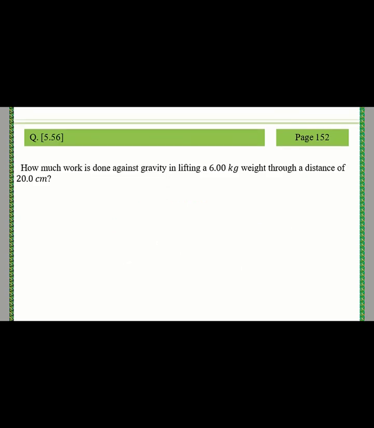Let us finish this part with this question. How much work is done against gravity in lifting a 6 kilogram weight through a distance of 20 centimeters? So this is the mass that should be lifted, and here is delta H, and since it is up, it should be positive, and convert it into meters. Delta K plus delta U equals W external. Now the lifting is with constant speed.